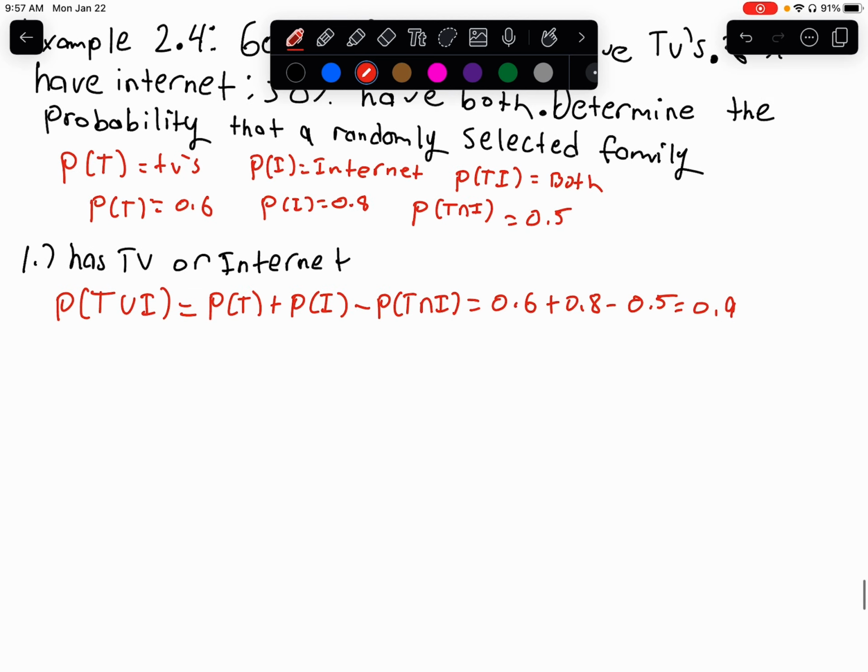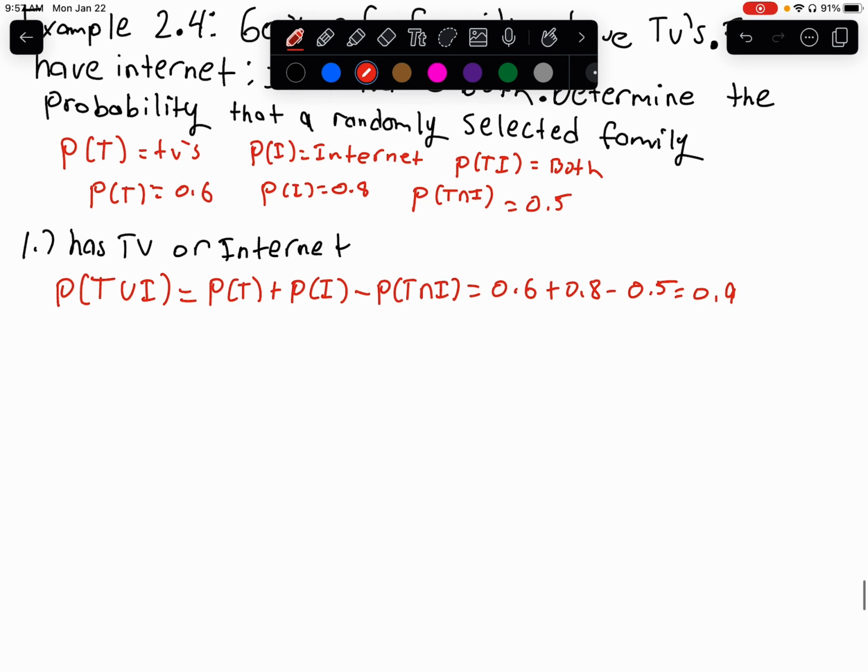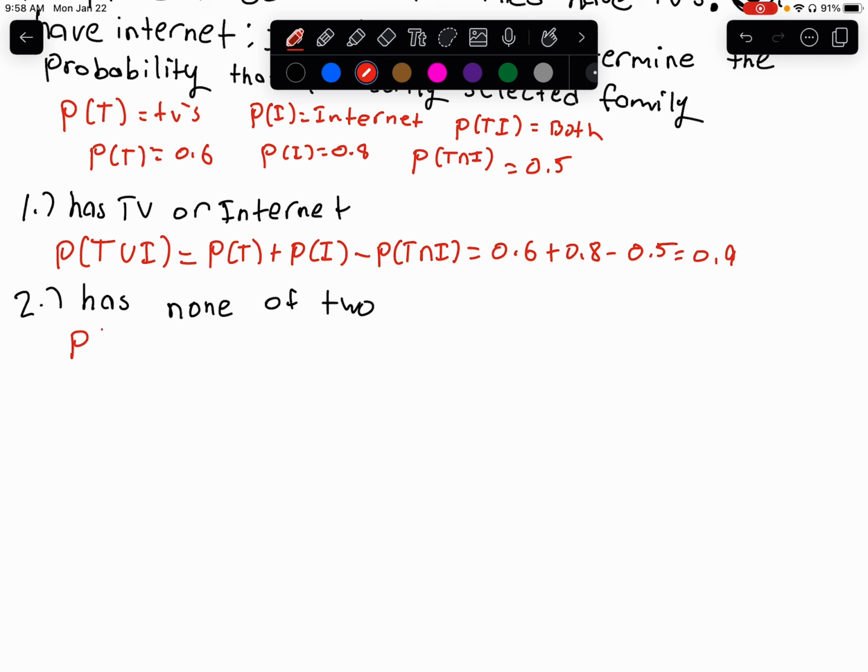Our next one, number 2, has none of the two. So none of the two occur. So we have the probability of people who have TV union internet, complement, equals 100% minus the probability of T union I, which we found above. We include this as 1 minus 0.9 equals 0.1. So it's a 10% chance they have none of this.